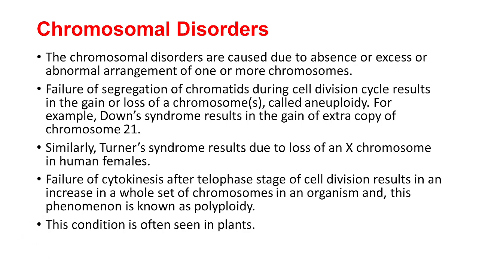The next one is chromosomal disorders. What exactly happens in chromosomal disorders? These are the disorders caused by what? Absence or excess or abnormal arrangement of one or more chromosomes. These are the disorders which are related to the complete chromosome. And what may be the change? Absence or excess or abnormal arrangement, or deletion of a part of the chromosome.